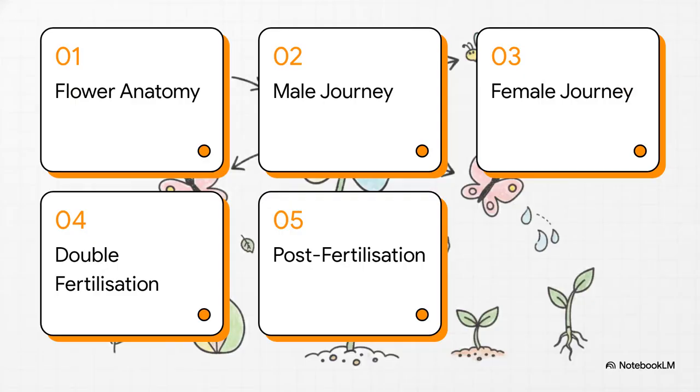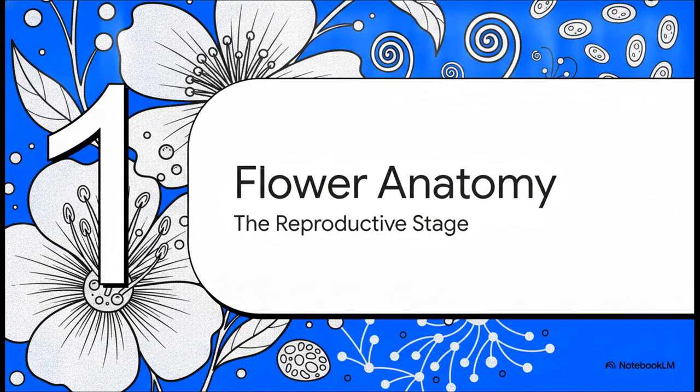So to figure out how they pull this off, we're going to break this journey down into 5 chronological parts. Flower anatomy basics, the stamen and microsporogenesis, the pistil and megasporogenesis, the double fertilization mechanism, and finally, post-fertilization and fruit development. Let's jump right into Chapter 1, Flower Anatomy Basics, setting our reproductive stage.